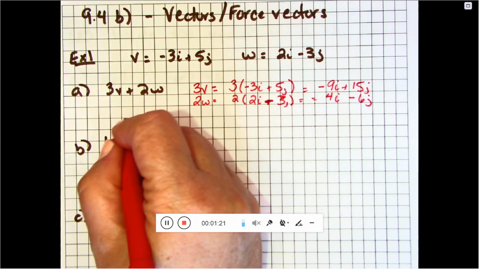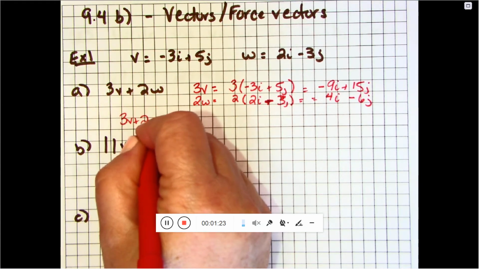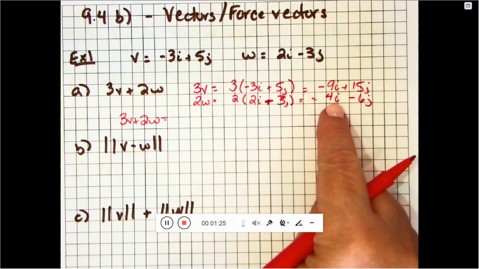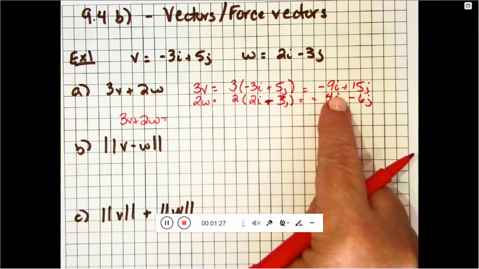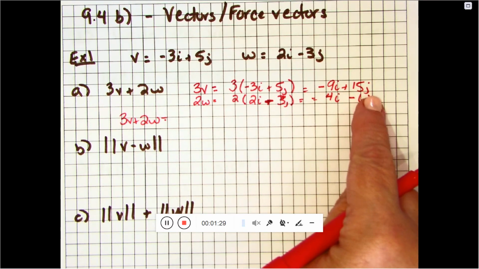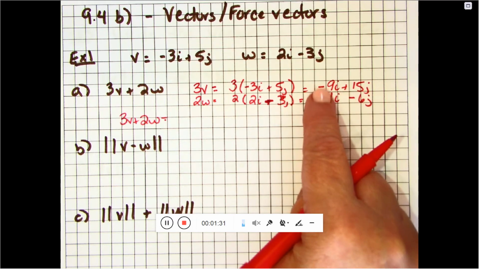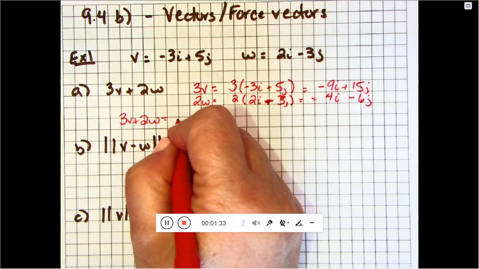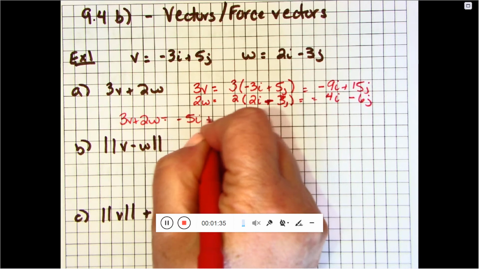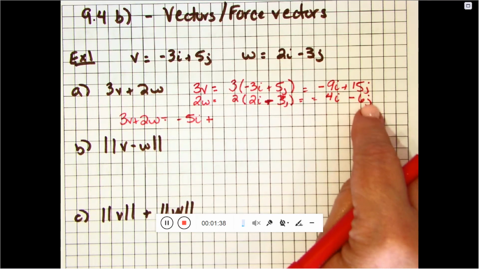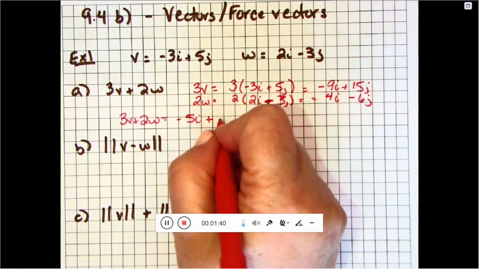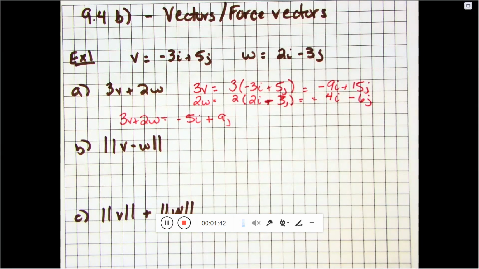Now to add those two vectors, you simply add their horizontal components and you add their vertical components. So if I add these horizontal components, it's negative 5i. And if I add these vertical components, it's 9j. So it's negative 5i plus 9j.